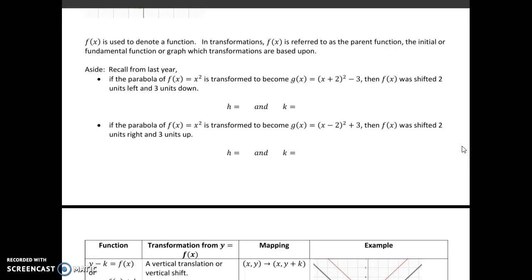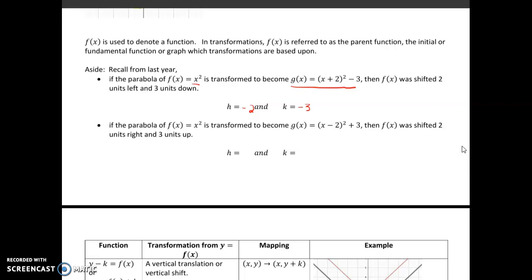So if you recall from last year, if a parabola f of x is equal to x squared is transformed to become g of x, then f of x was shifted 2 units to the left and 3 units down. So since it was shifted 2 units to the left, h here is going to be -2. 3 units down, k is going to be -3.